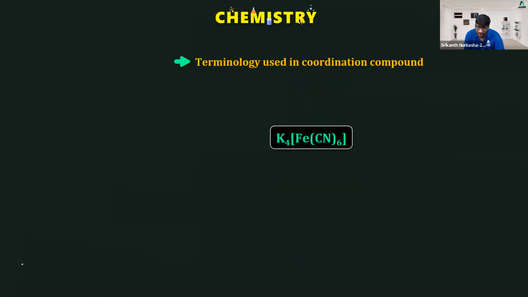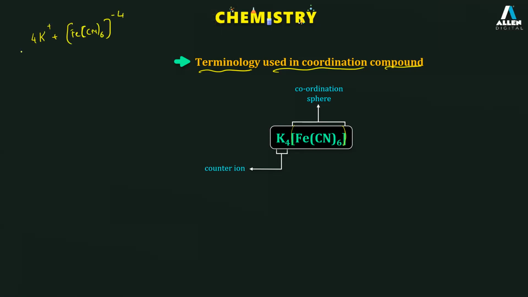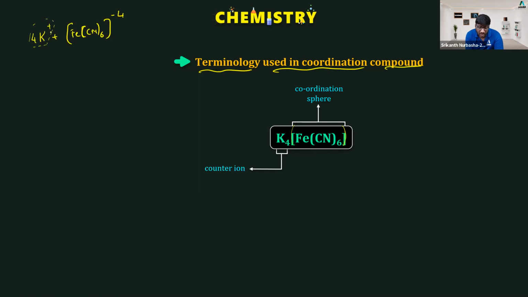So we'll look at each and everything now. Terminology used in coordination compounds. K4[Fe(CN)6]. What is this? [Fe(CN)6] is your coordination sphere, because that is the complex ion. What are the K+ ions? We are having K4[Fe(CN)6], giving 4 K+ ions. This compound upon dissociation gives 4K+ and [Fe(CN)6]4-. The K+ ions are surrounding the complex ion, so they are nullifying the charge of the complex ion. So they are acting as counter ions.